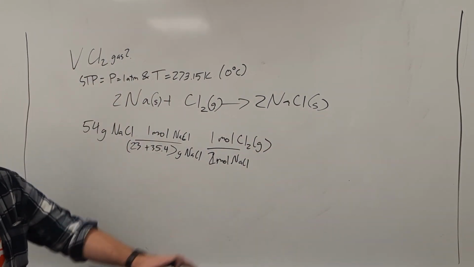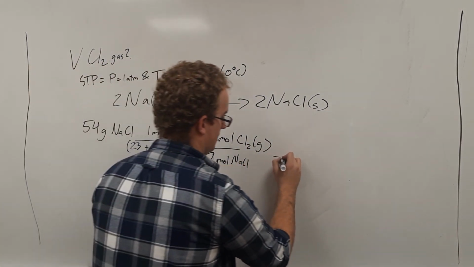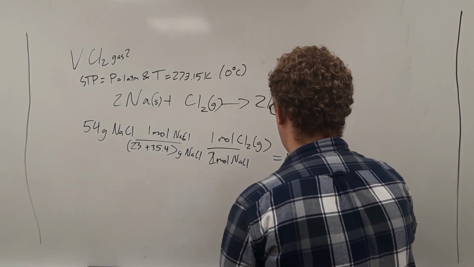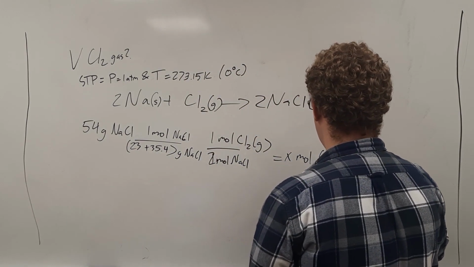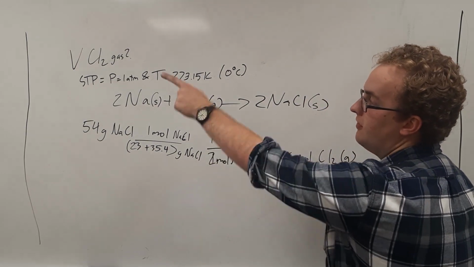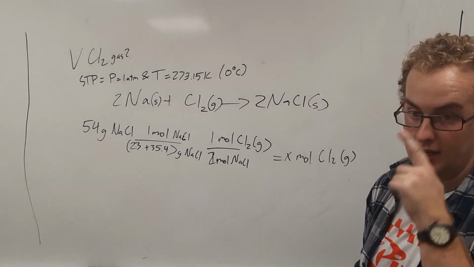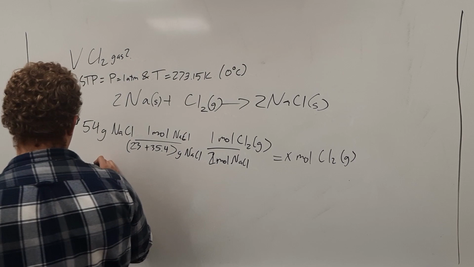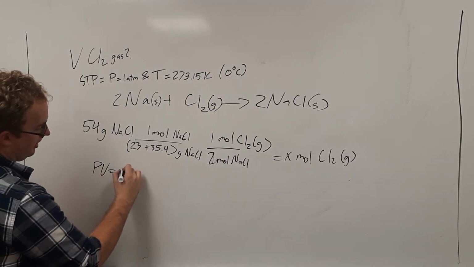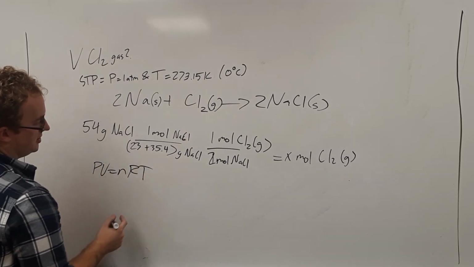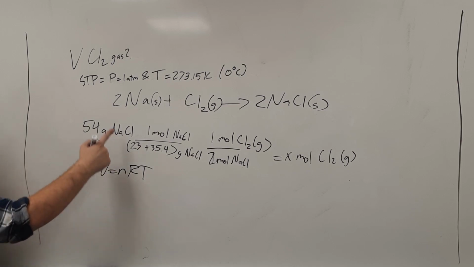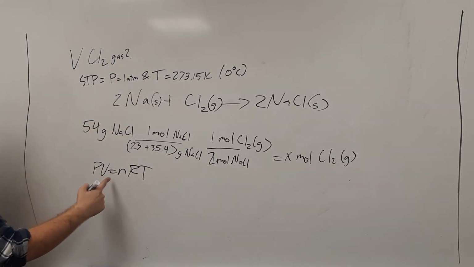And then if we take this through, we'll get some number. I'll call this X. This will be X moles of Cl2 gas. And now we want to convert this to volume. There are a few ways we can do this. One of them is just PV equals nRT, our gas law equation. We know n, we know P and T and R. We just don't know V.